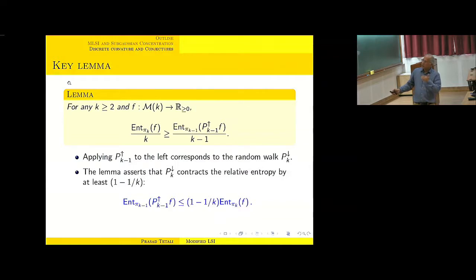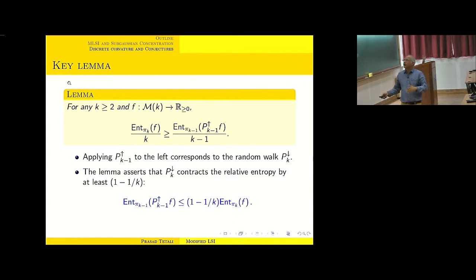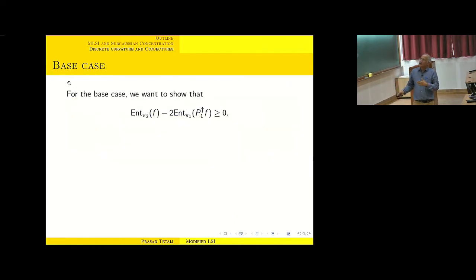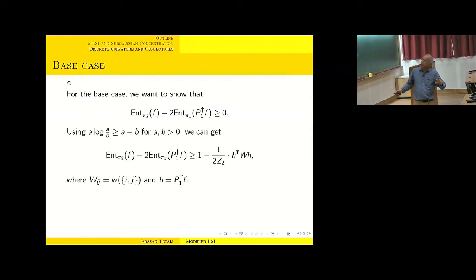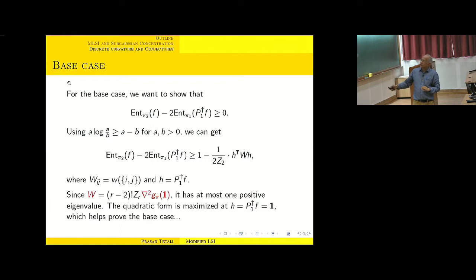And so the key lemma, to conclude, what it says is P_k down, for any k, contracts relative entropy by 1 minus 1 over k. So when you go from level k to k minus 1, you look at a function at level k, look at what happens to the projection one level down, it contracts. And that's proved by induction, and the base case, as I said, is the 1 and 2 level. And there you can do the computation sort of precisely.